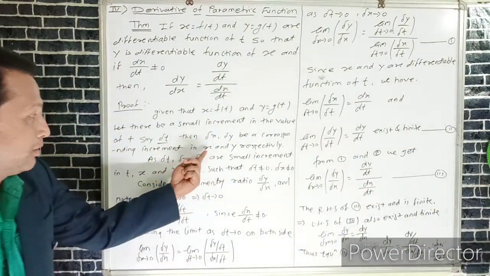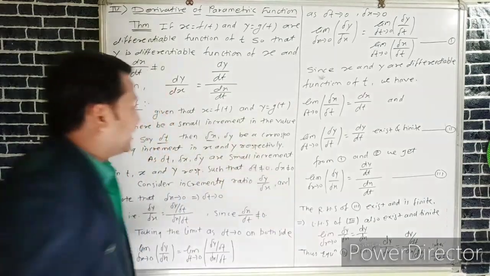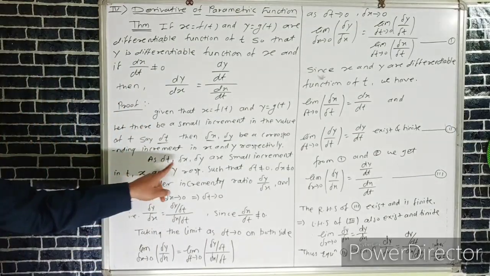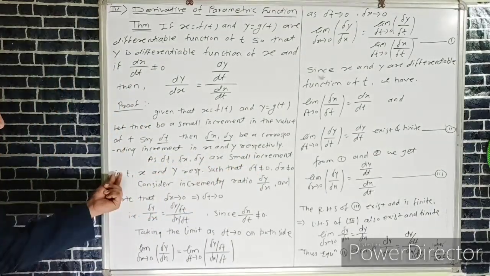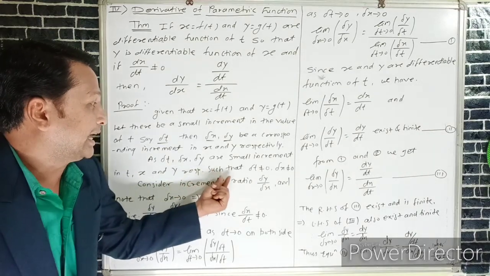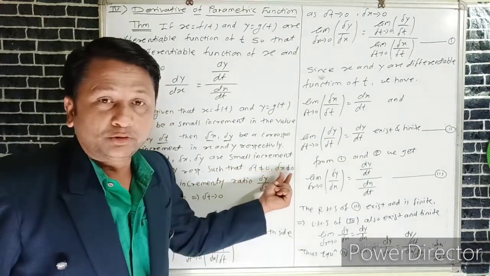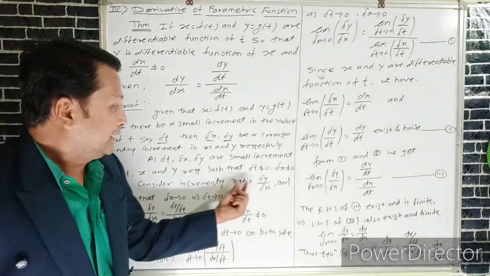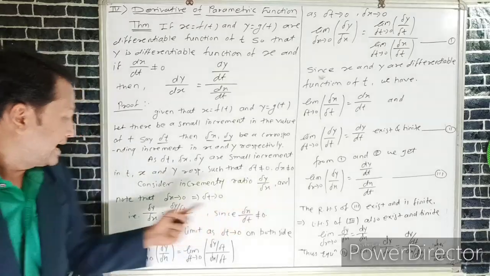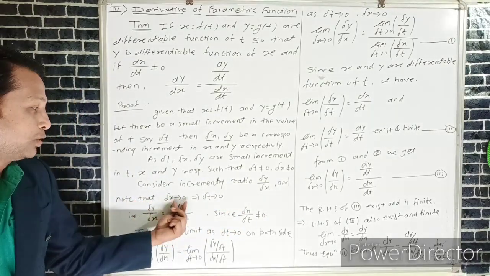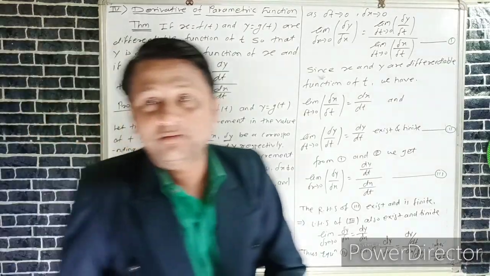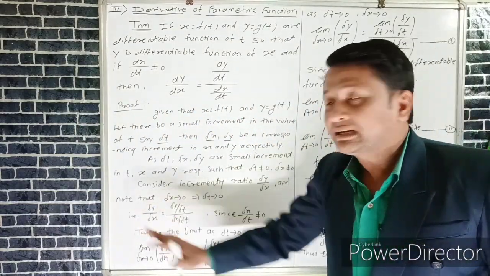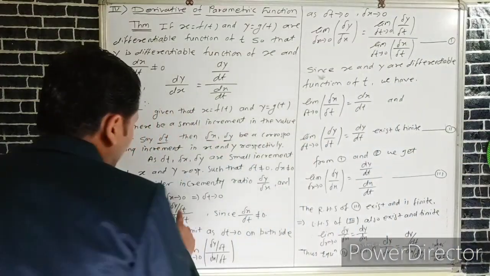Similarly, the small increment of x is del x and the small increment of y is del y. As del t, del x, del y are small increments in t, x and y respectively, del t is not equal to 0 and del x is not equal to 0. Consider the incremental ratio del y upon del x, and note that del x tends to 0 and del t tends to 0. We can write del y upon del x as del y by del t upon del x by del t.